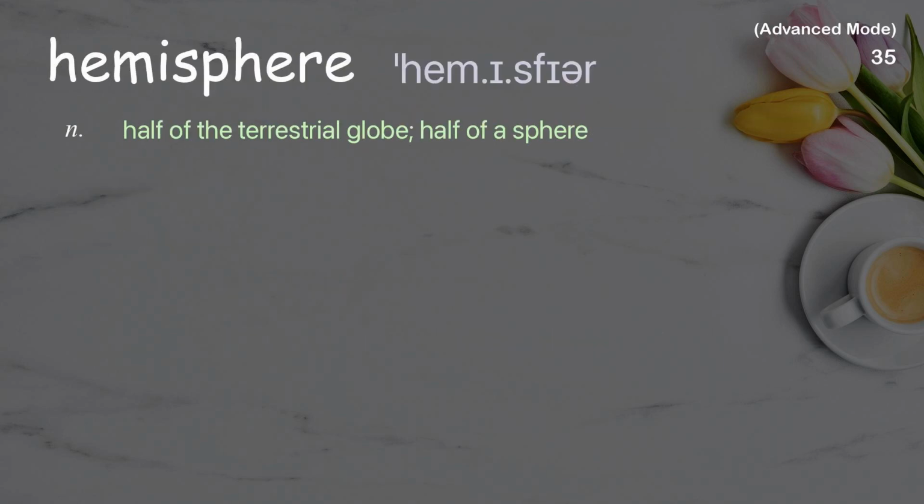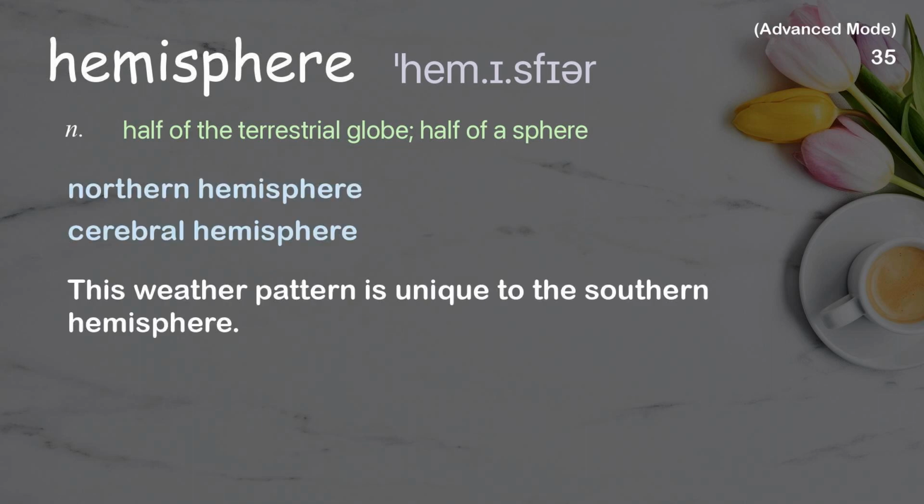Hemisphere. Half of the terrestrial globe, half of a sphere. Examples: Northern hemisphere, cerebral hemisphere. This weather pattern is unique to the southern hemisphere.